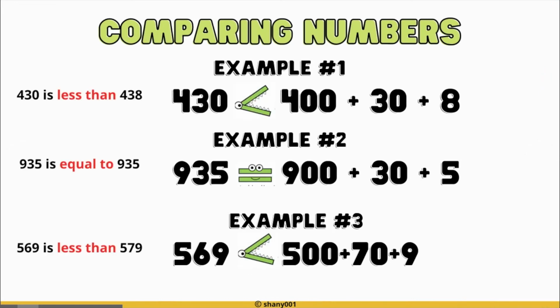Let's review the answers. 430 is less than 438. Example number 2. 935 is equal to 935. Example number 3. 569 is less than 579.